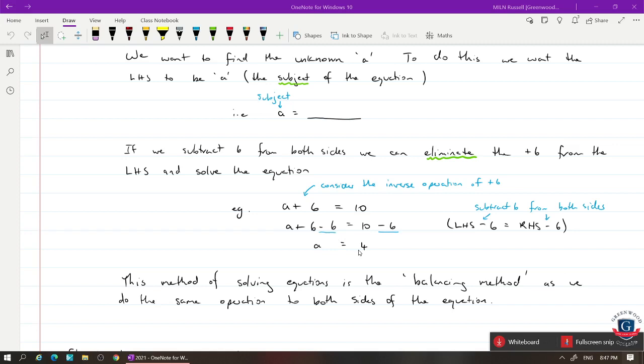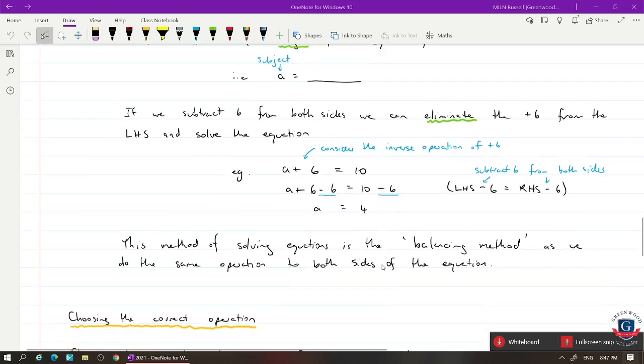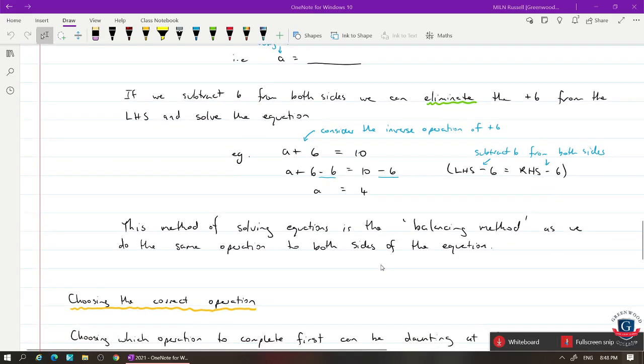That process is critical to understanding how to balance equations. And this is the balancing method. Whatever we do to one side of the equation, whatever we do to the left-hand side, we have to also do to the right-hand side. And we repeatedly do that until we find out what the variable is. A statement that looks like this.